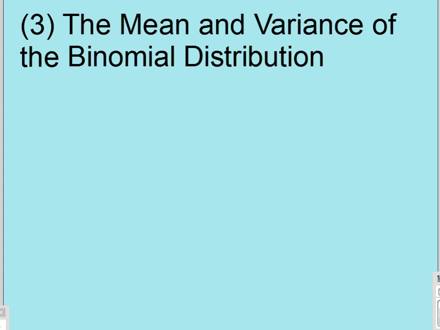Welcome to our third video on the binomial distribution. In this one, we look at the mean and variance. You may remember from statistics that the mean in a distribution or data measures the central tendency of that data, roughly what's in the middle, what's expected. And the variance is a measure of how spread out that data is.